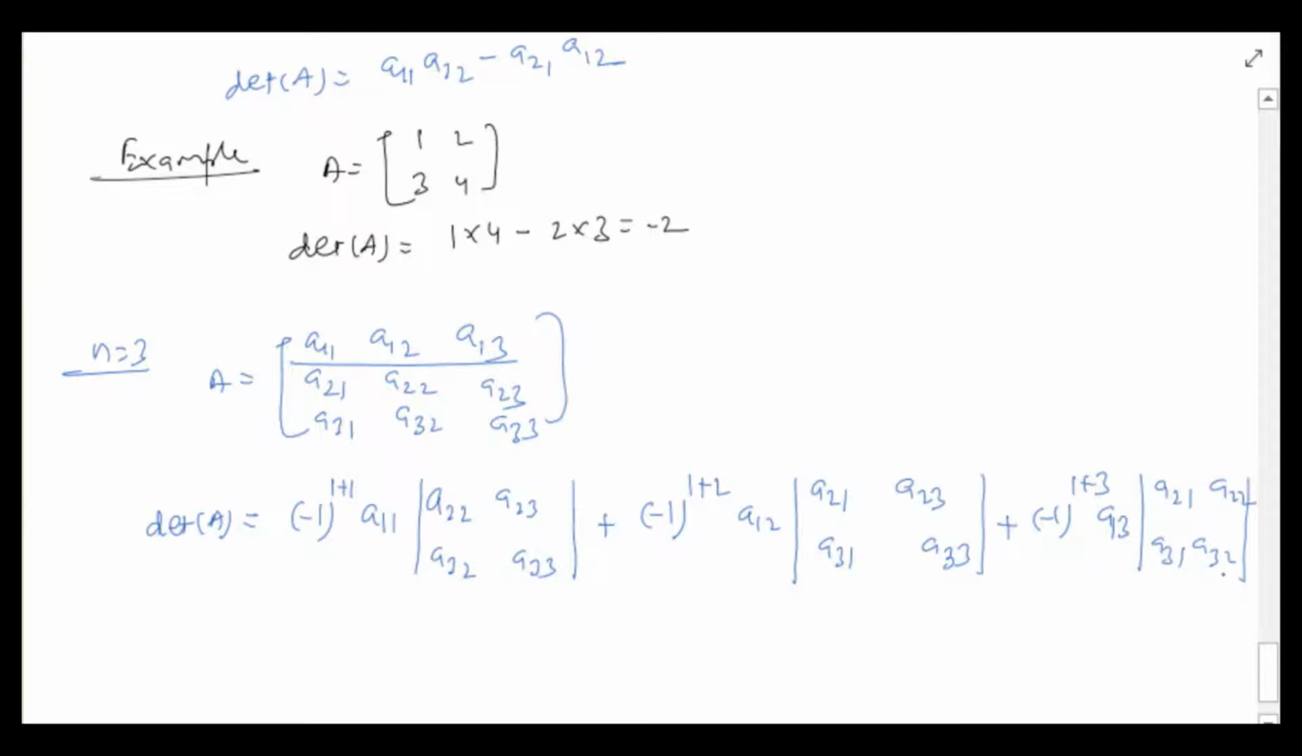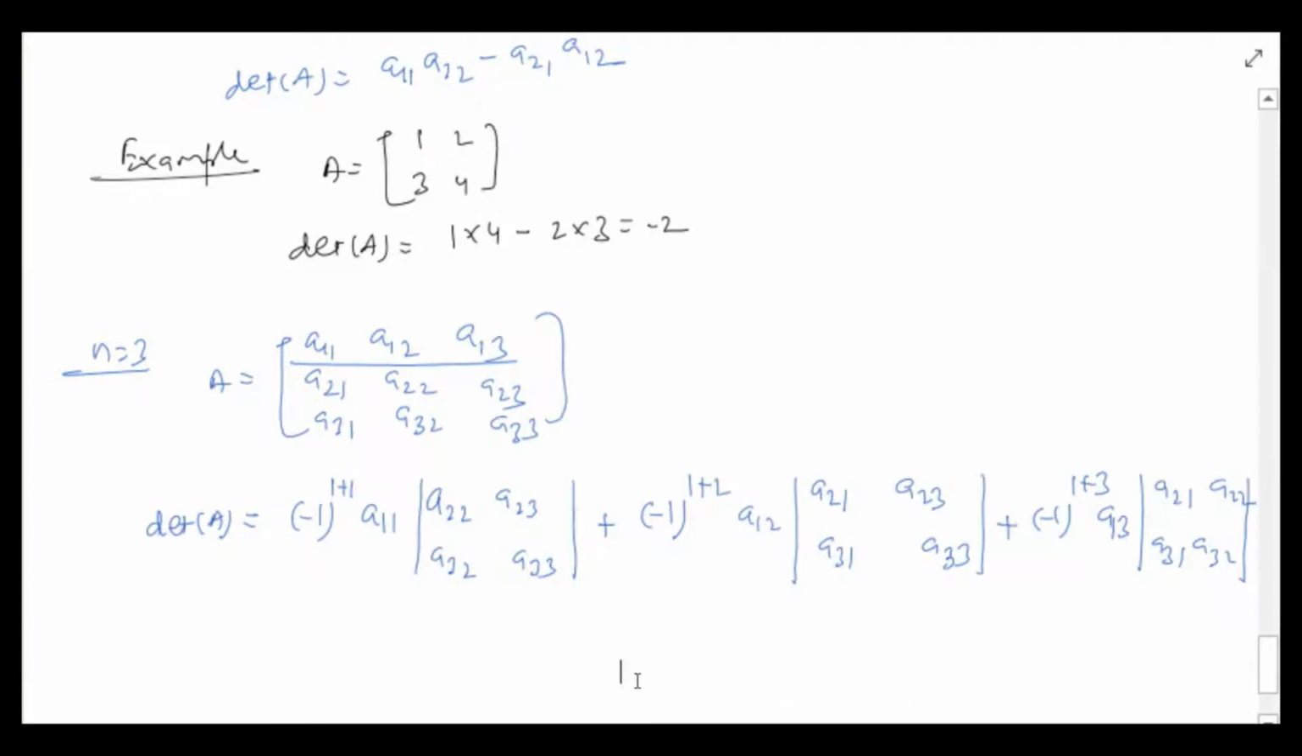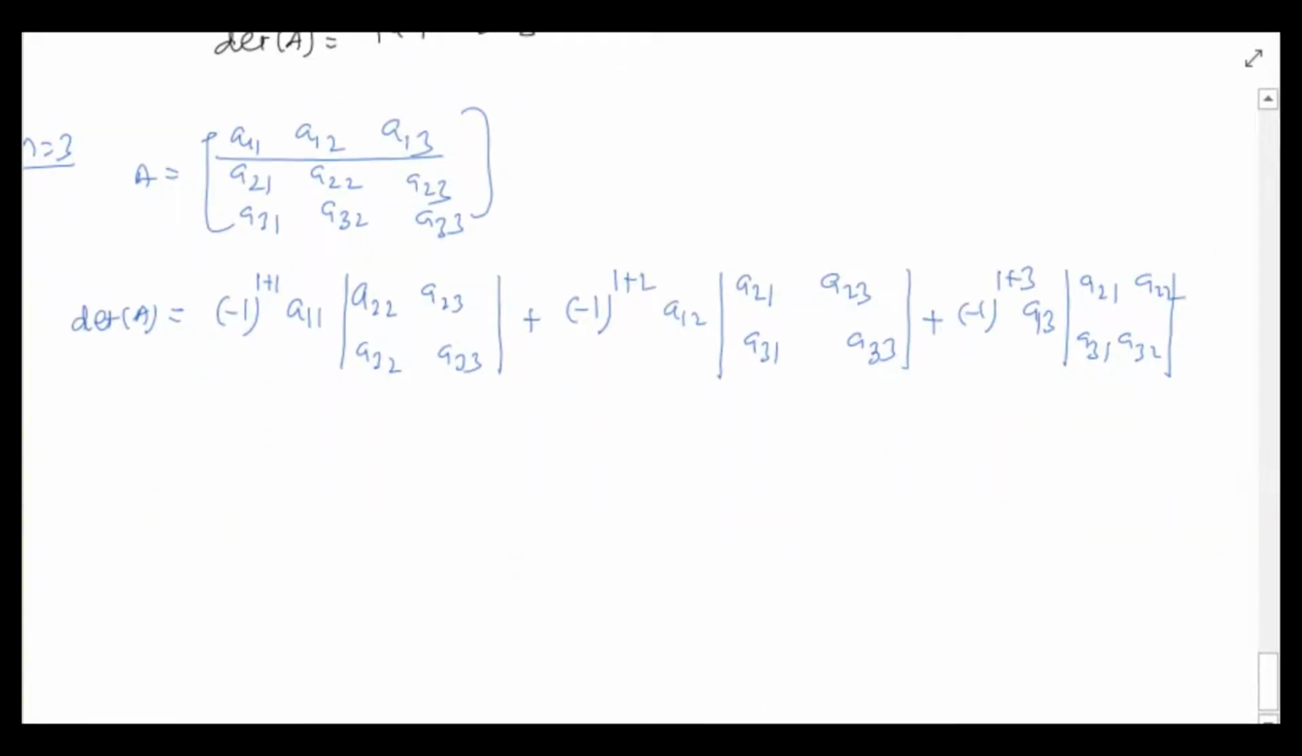This is how determinant of matrix A, which is a 3 by 3 matrix, can be written in terms of determinants of 2 by 2 submatrices. And here we have expanded along the first row. Right? We could expand along the first column as well. In that case, we will get the following expression: minus 1 raised to 1 plus 1. So now I am expanding along the first column.